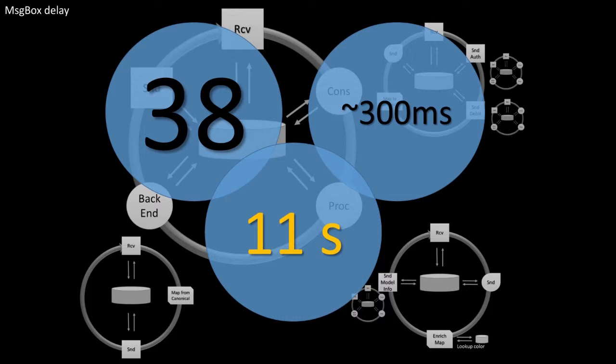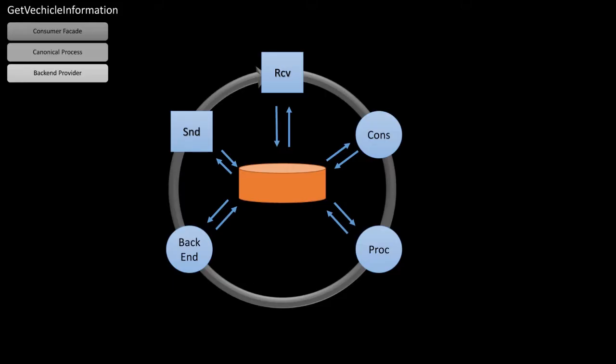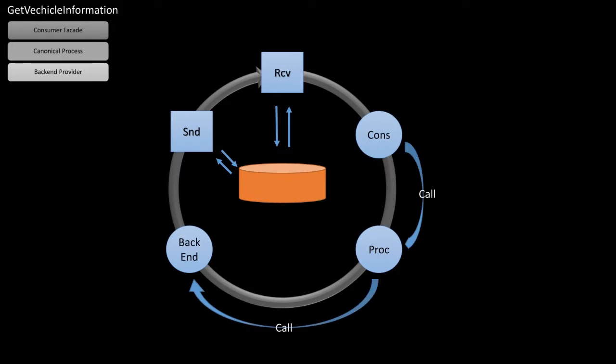And I love the message box, love publish subscribe, but it's sometimes not according to requirements, according to the things that you need to apply to BizTalk. So reducing message box hops is the first solution. Instead of doing this, you could do this, right? You can use the orchestrations as you would use a function or a method in .NET or your favorite language, right? You could call that thing. You don't need to go through a database every time you need to go to a new function.